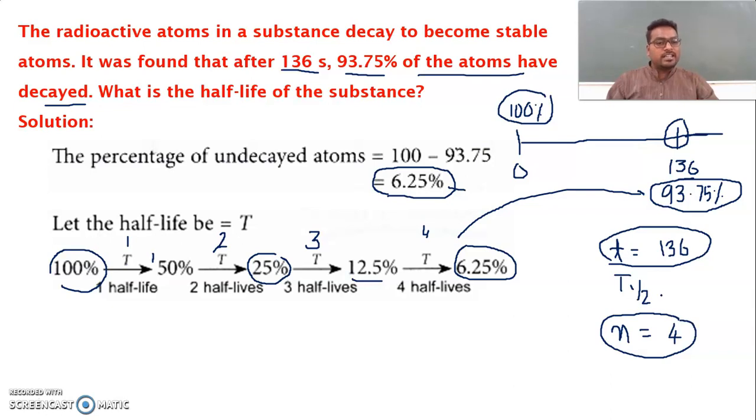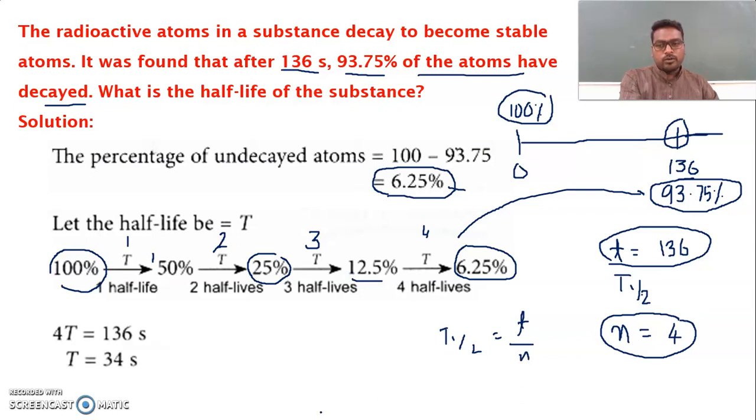equal to 136. Then we can easily calculate T half, so we know the relation: T half is equal to T divided by n. You know this formula. If you apply this formula, 4 T half is equal to 136 seconds. That means to cover these 4 half-lives, it takes 136 seconds. Then what is the time taken for 1 half-life?